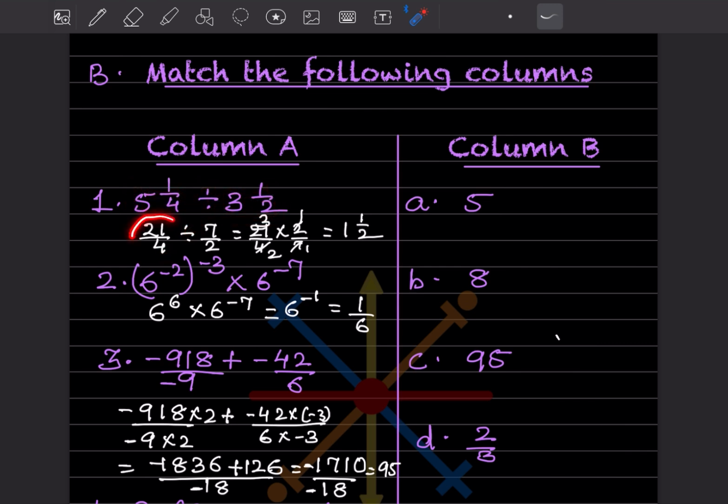So whenever there is, this is the left hand side, this is the right hand side. Whenever there is a division sign in between, the left hand side we keep as it is, and we put the multiplication sign. Since we put the multiplication sign, this is going to get flipped over. That is going to be 2 by 7.